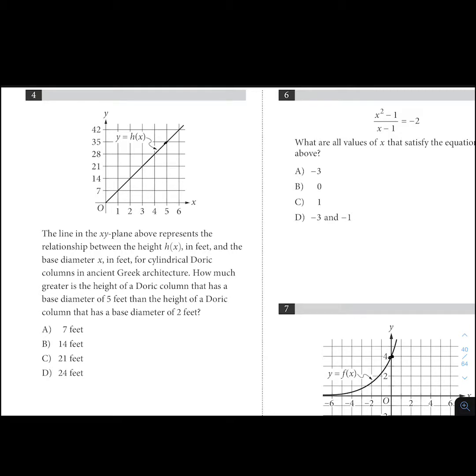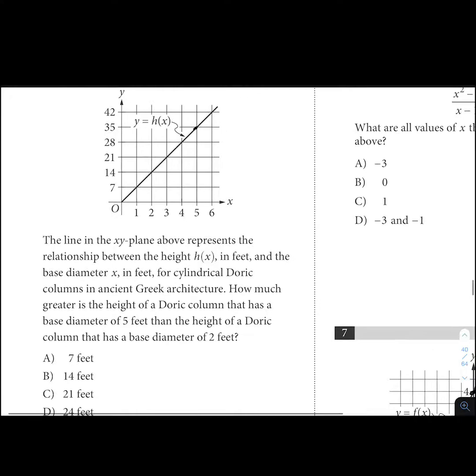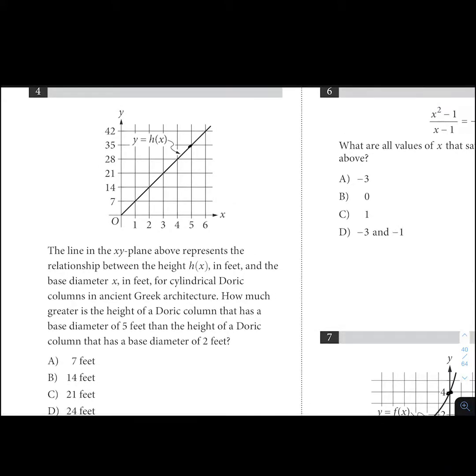All right, let's look at number 4. The line in the xy plane above represents the relationship between the height, h of x, in feet, and the base diameter x in feet for cylindrical Doric columns in ancient Greek architecture. How much greater is the height of a Doric column that has a base diameter of 5 feet than the height of a Doric column that has a base diameter of 2 feet?